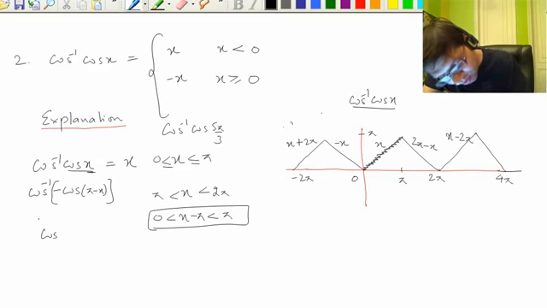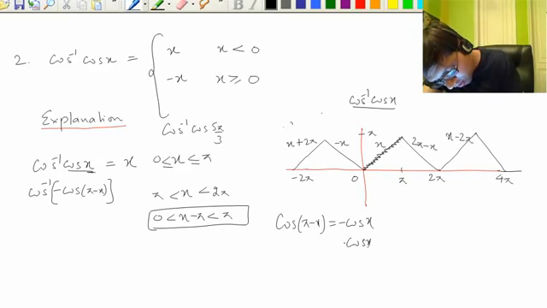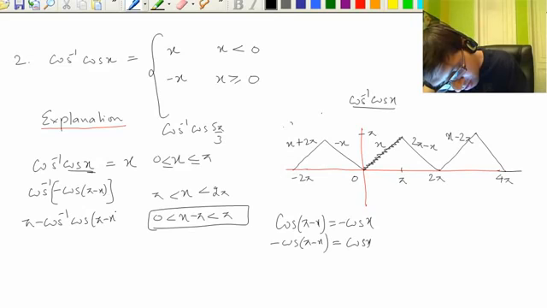Using this formula, cos(pi minus x) equals minus cos x. So we write cos x equal to minus cos(pi minus x). Now the minus will shift outside, it becomes pi minus cos inverse cos(pi minus x), right.